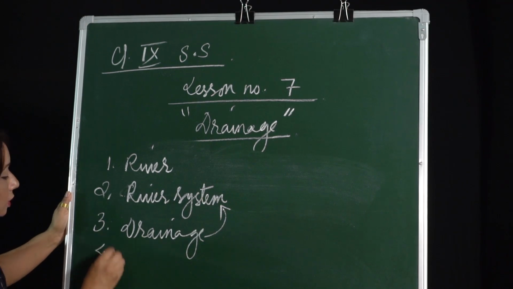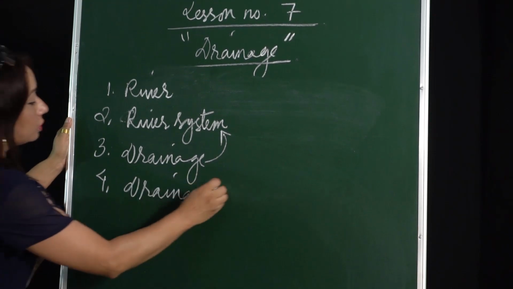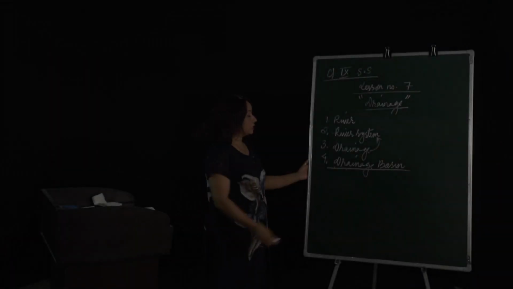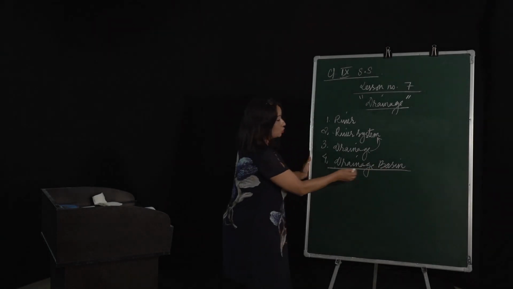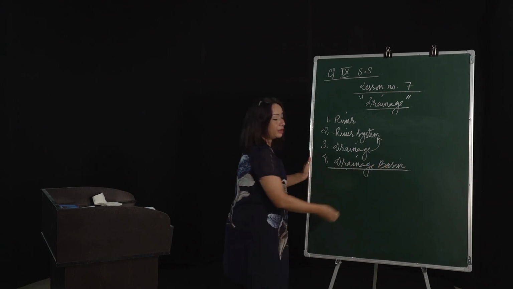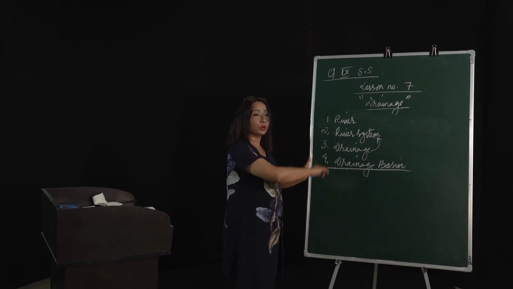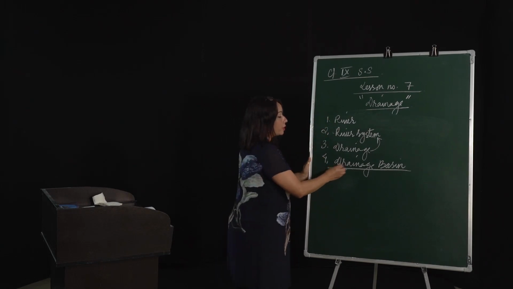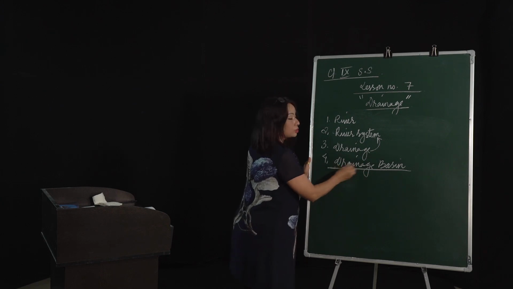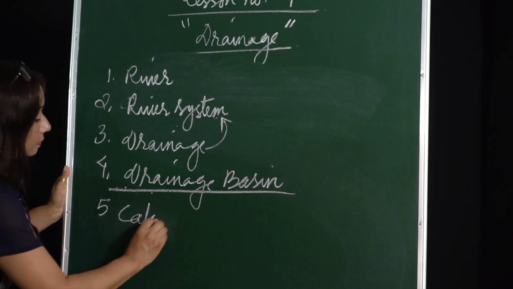The next is drainage basin. We will often be coming to this term, drainage basin. What is a drainage basin? I have just told you drainage means river system. Drainage basin means the area of land from where a river catches water or gets its water. So the whole area from where a river, the source of river is in that area, is called the drainage basin. Next we come to catchment area.